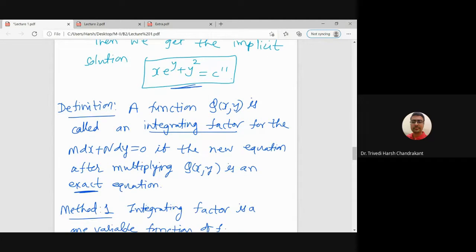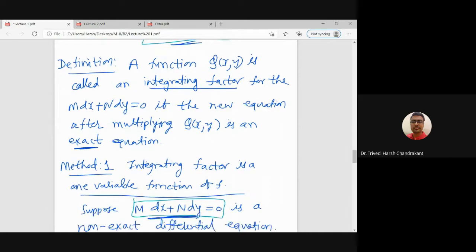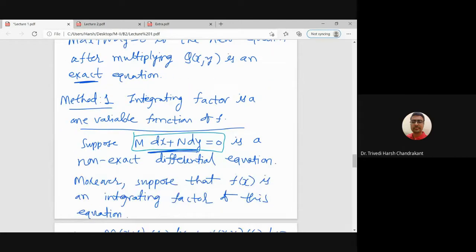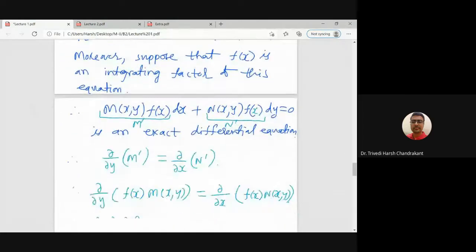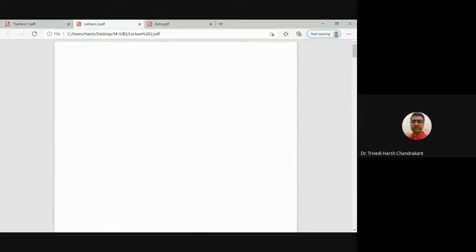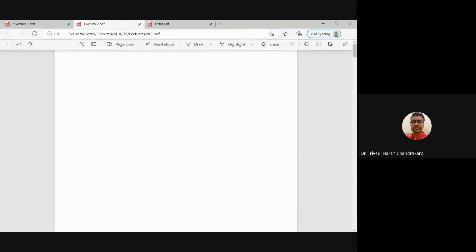Now suppose the given differential equation is not exact. Then we need to convert it into an exact differential equation if it is possible. So that is the notion of integrating factor. We discussed two methods. There are actually four methods to find integrating factors. Let us first write down all these four methods.